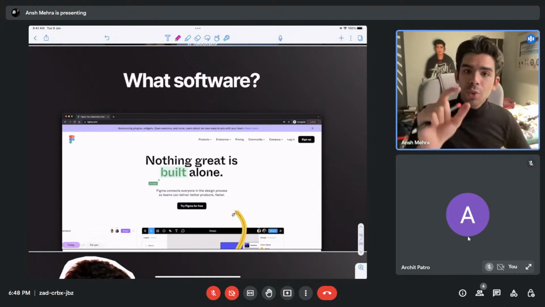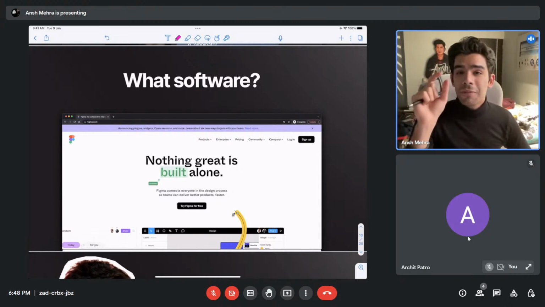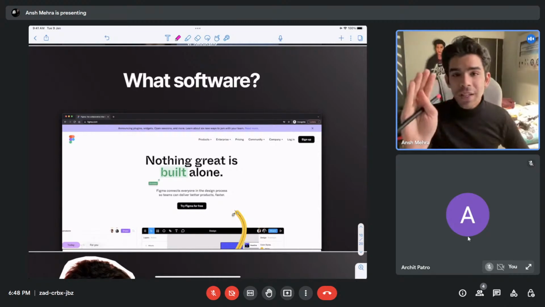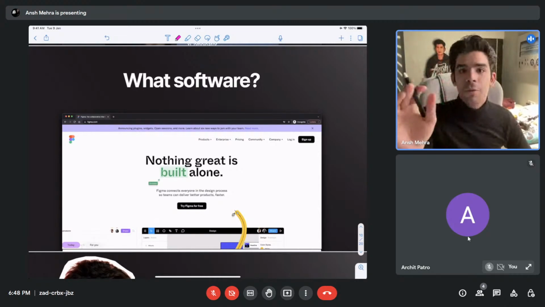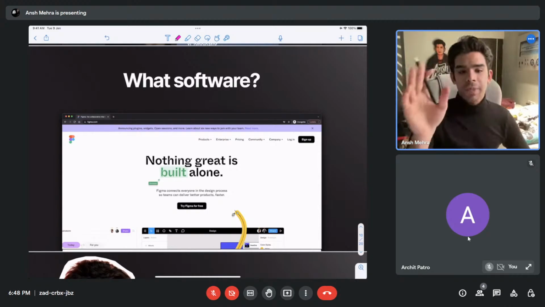But when it comes to the tool, the only tool that you need to learn is called Figma, and it's available for free. You can go to figma.com and download it for free. It runs on any laptop. You don't need any coding, no prior experience.